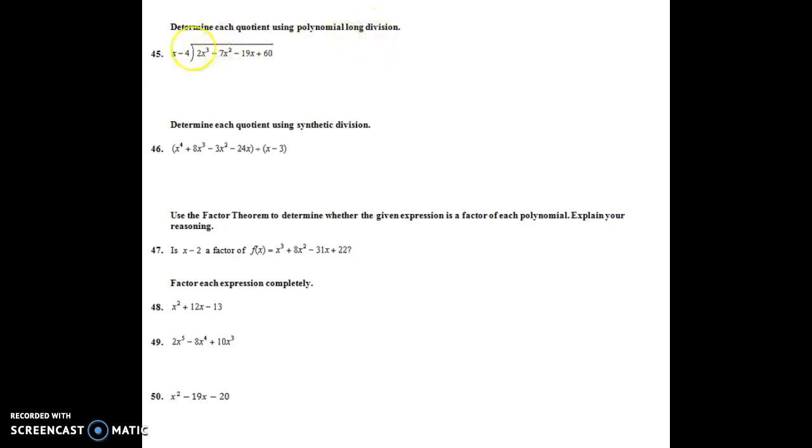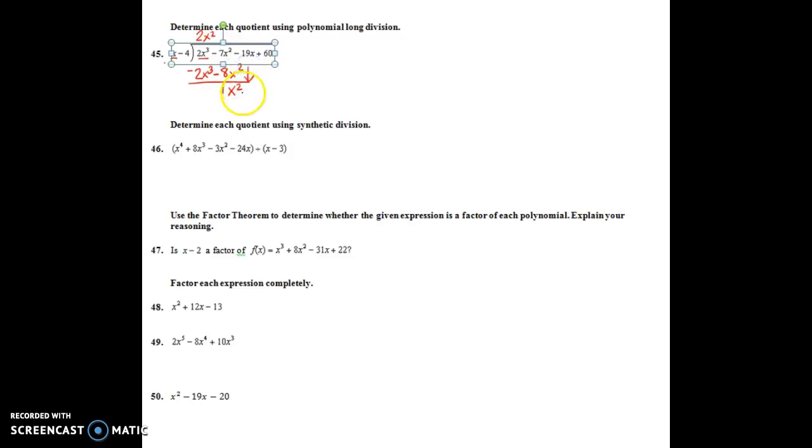So the first thing just says long division. When you long divide, you look at x, and you ask yourself how it becomes a 2x cubed. So you need to multiply by a 2x squared. Then you distribute: 2x squared times x is 2x cubed, and 2x squared times a negative 4 is a negative 8x squared. And you subtract. 2 minus 2 is gone. Negative 7 minus a negative 8 is actually a positive 1x squared.